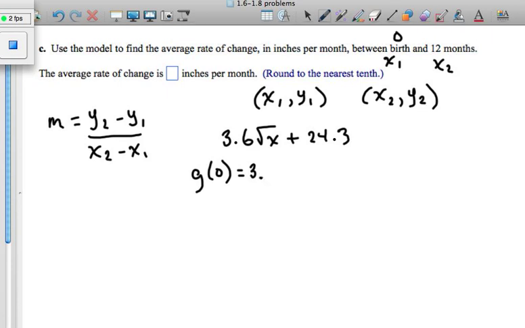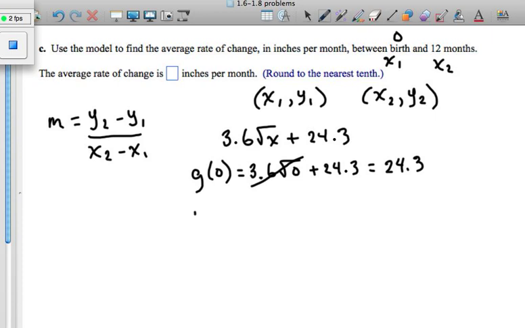Okay, 3.6 times the square root of 0 plus 24.3. Now I actually don't need the calculator for this because this whole thing is going to become 0 and I'm just going to be left with 24.3. So my y1 is 24.3. Now I have to get y2.